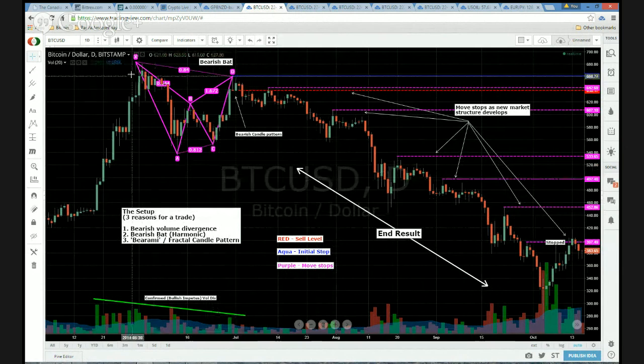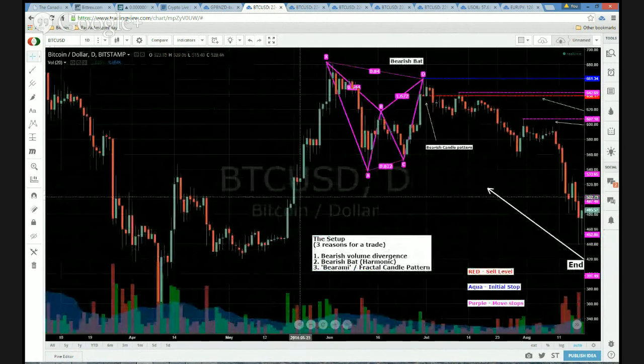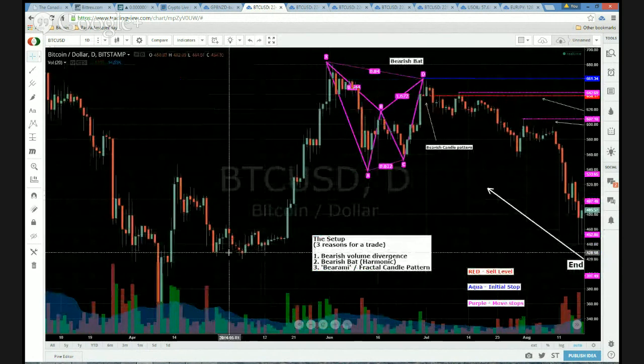Okay, so last summer we had this big rally, and here is a trade that I did do. This was what we called the trade of the year for 2000.